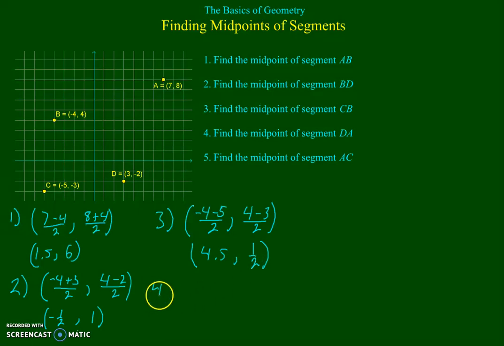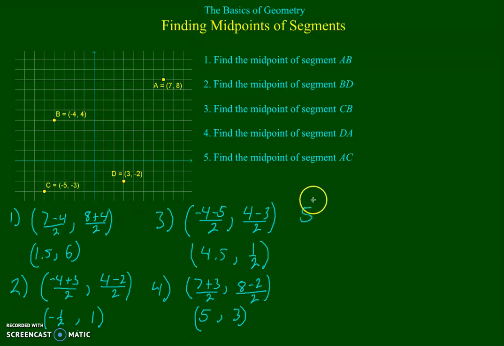All right, number 4. Number 4 is DA. So DA, so we have 7, 8, 3, negative 2. 7 plus 3 divided by 2, and 8 minus 2 divided by 2. 7 plus 3 is 10 divided by 2 is 5. 8 minus 2 is 6 divided by 2, 3.